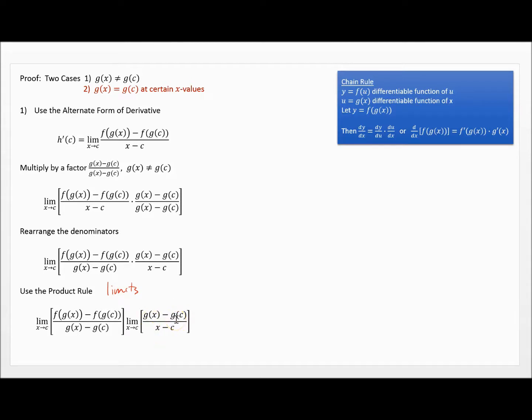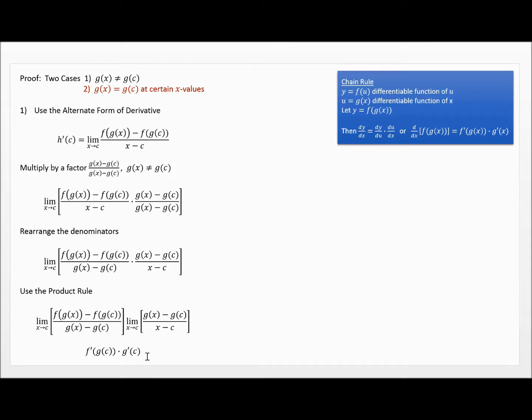So that brings me to the next line. Look at there. So f primed of g of c. This is the derivative of f with g of c on the inside. And then this is the alternate form of a derivative of g of x. Again, g primed of c. Okay? And that proves it. That's it. That's what we were trying to get.